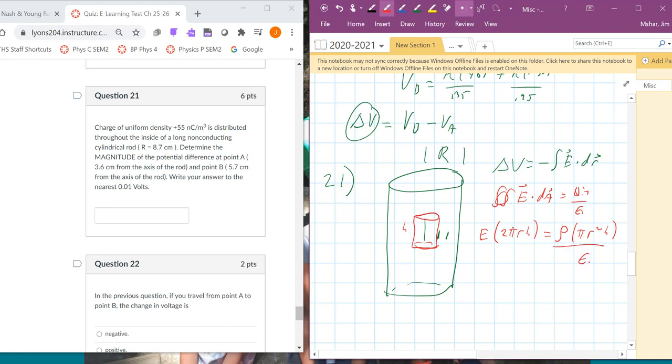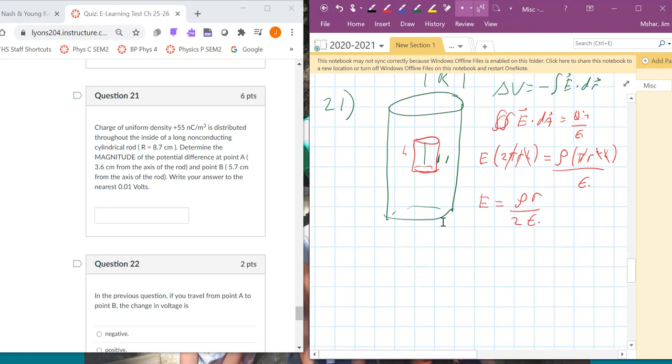Now, I'm not going to plug numbers in yet. The pi's drop out, one of the r's drops out, the h drops out, and you get the electric field inside of there is rho times r over 2 times epsilon naught. So that's my electric field inside the cylinder as a function of r. And then I'm going to take that and plug it in here to integrate it. So delta V is negative the integral of rho r over 2 epsilon naught dr, and I'm integrating that from A to B. So I'll just write A to B here. We'll plug numbers in a bit.